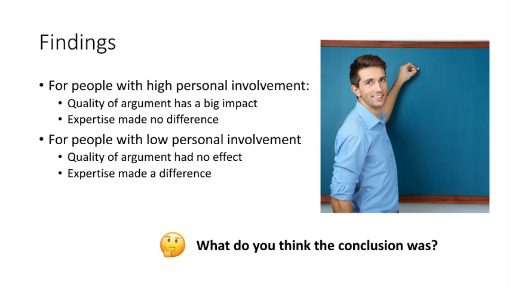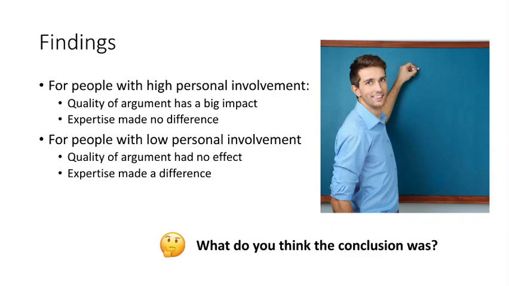So what they then found was people who had a high personal involvement, so it was directly relevant for them, the quality of the argument made a really big difference, but the expertise made no difference. So for those people, that suggested that they were really, really listening to the arguments and processing them. And actually, they weren't paying that much attention to who was delivering it. But then for people for whom it wasn't personally relevant, the quality of the argument didn't really have any effect on them. But they did pay attention to whether it was an expert presenting it or not, whether it was a professor of education at Princeton University or whether it wasn't. That made a difference to those people.